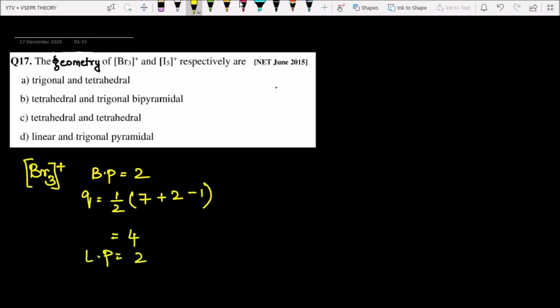Now they are asking the geometry. For geometry, if you just find the quotient itself, it's sufficient. The quotient is 4, right? So the geometry is tetrahedral. You don't have to find the lone pair. So it is going to be tetrahedral.